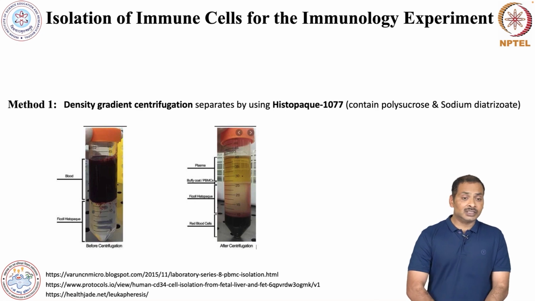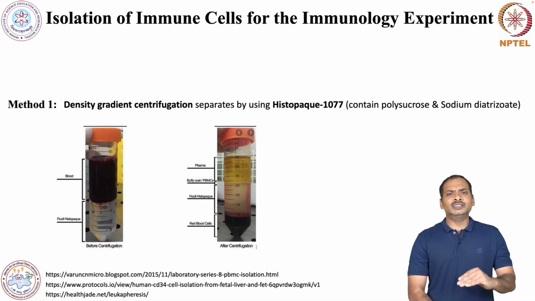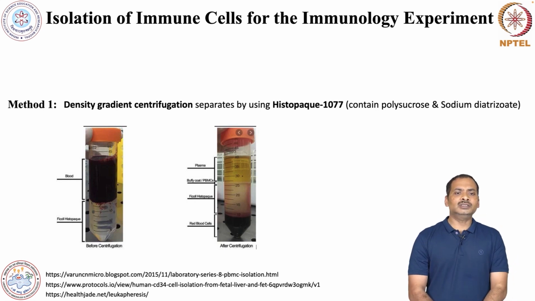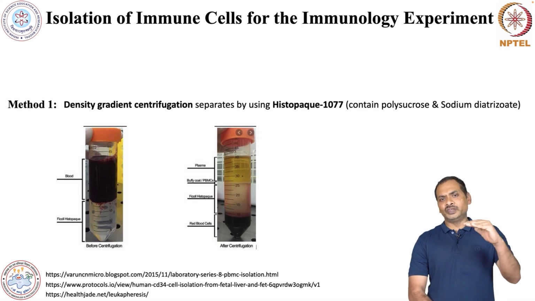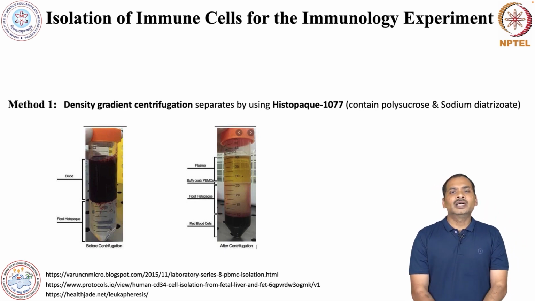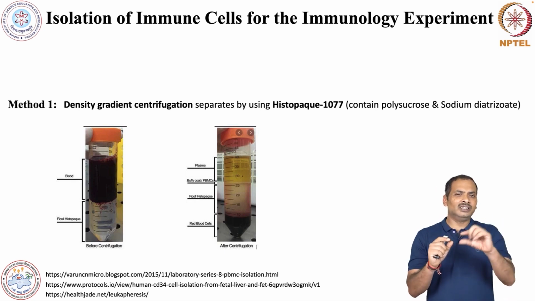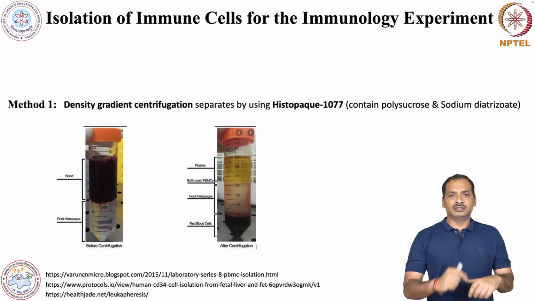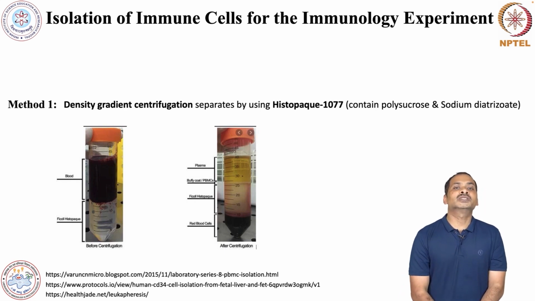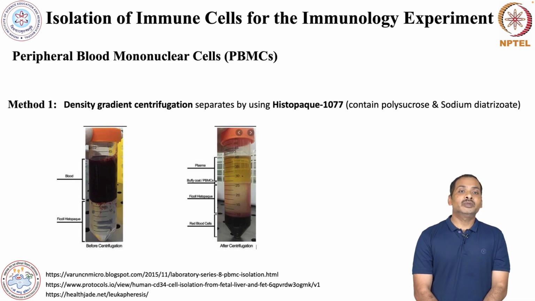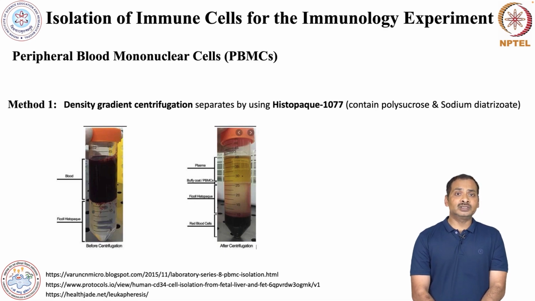And what is this? You can see there are three distinct phases. The topmost phase is basically plasma. There will be one interface between plasma and histopaque, and over there you will see a very thin layer of white colored ring. This white colored ring we call PBMC, peripheral blood mononuclear cells.